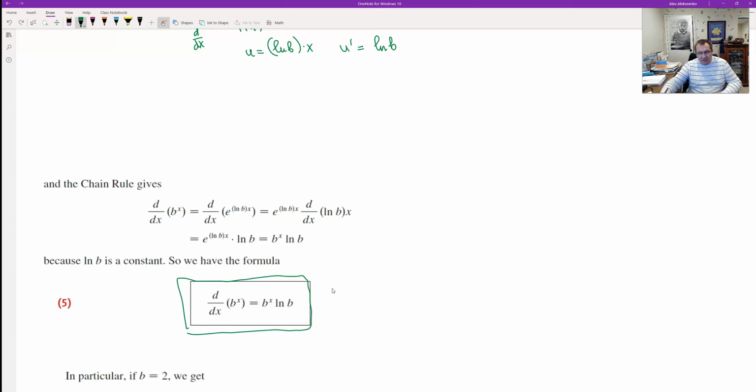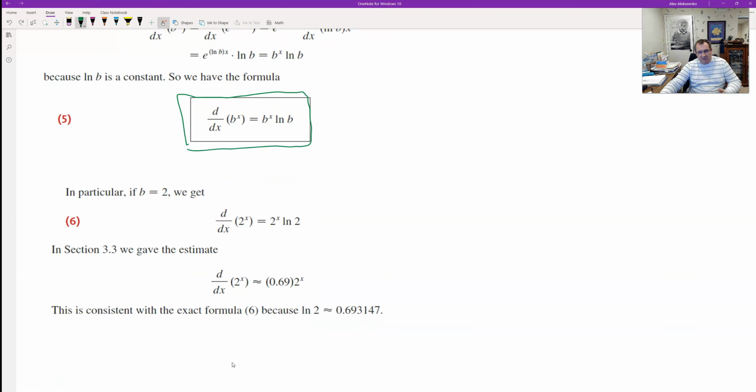So here we go. We have an additional formula, and you can add it to the collection of all of the other differentiation formulas, and we can use it in some examples in the following.